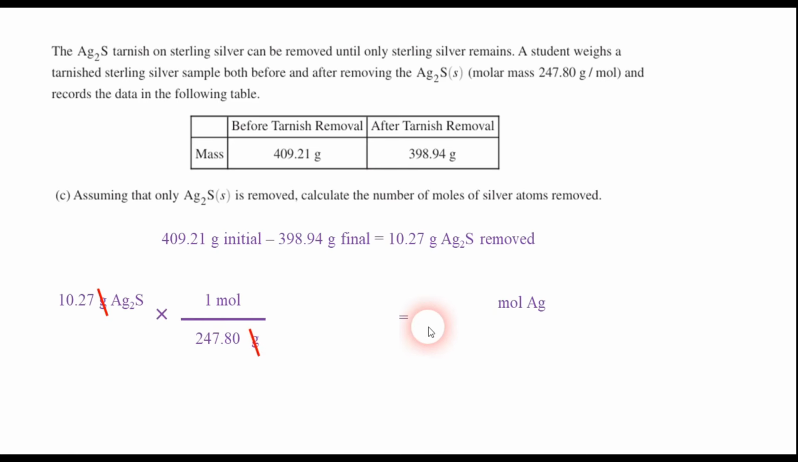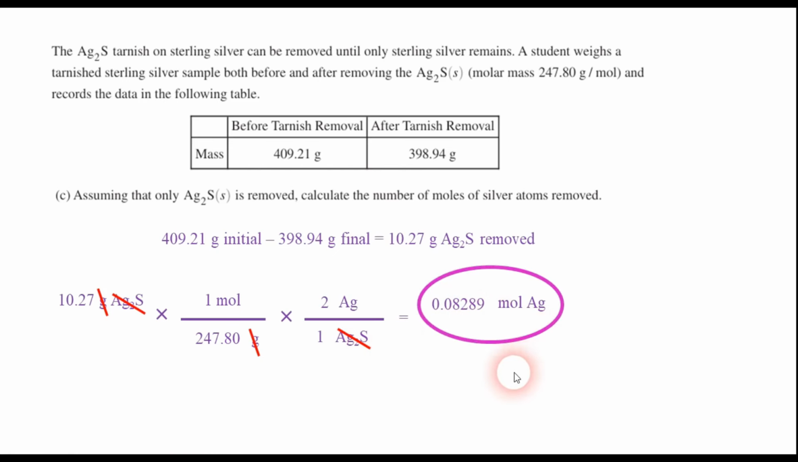And now I can convert to moles of silver using a mole ratio. So silver sulfide needs to go on the bottom, and then silver goes on top. And I can just look at the formula for silver sulfide and see that every one formula unit of that stuff is going to have 2 atoms of silver. So 1 silver sulfide for every 2 silver atoms. So we have a 2-to-1 ratio. I can cancel silver sulfide top and bottom, and now I'm in moles of silver. So all I have to do is multiply and divide, and I find that the answer is about 0.08289 moles of silver. So that's the answer to part C right there.